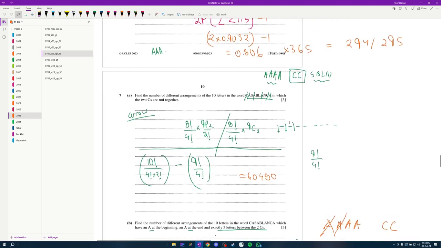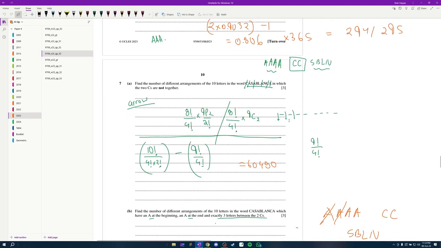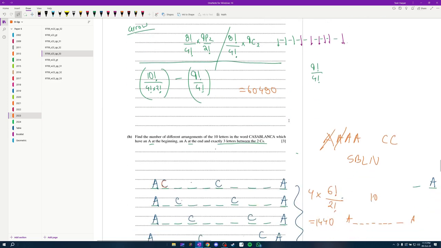So Casablanca, right? 2 C's, 4 A's, S, B, L, N. I'm ignoring the C's, so I have 4 A's and S, B, L, N. That's 8 factorial divided by 4 factorial because of the repeats. Then times, I have 9 arrows, as you can see. 9 arrows, one more always. So that's 9C2 because the C's are identical. Or you could find the number of arrangements where the C's are together and then subtract from the total, okay?